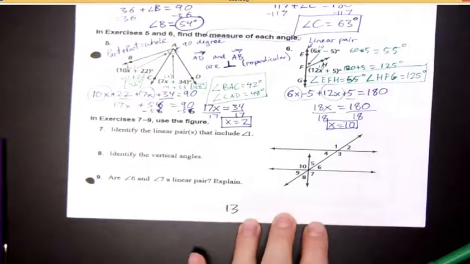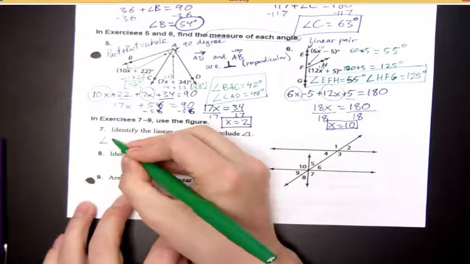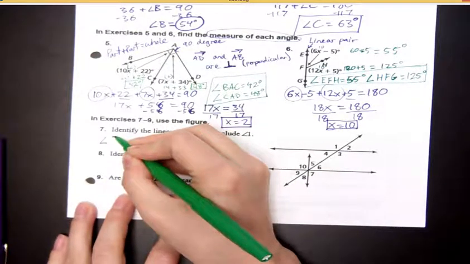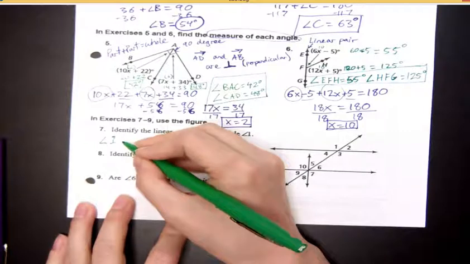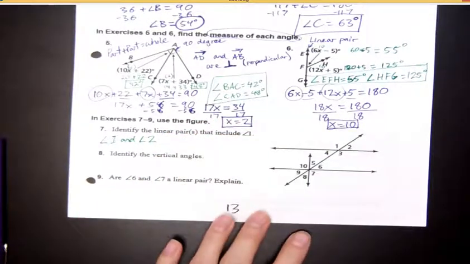Alright, then the last little section of notes is identify a linear pair that includes angle 1. So I'm going to do angle 1, and which angle makes a straight line? 2. Angle 1 and angle 2. Is there a second one? No. Yes. 1 and 4.